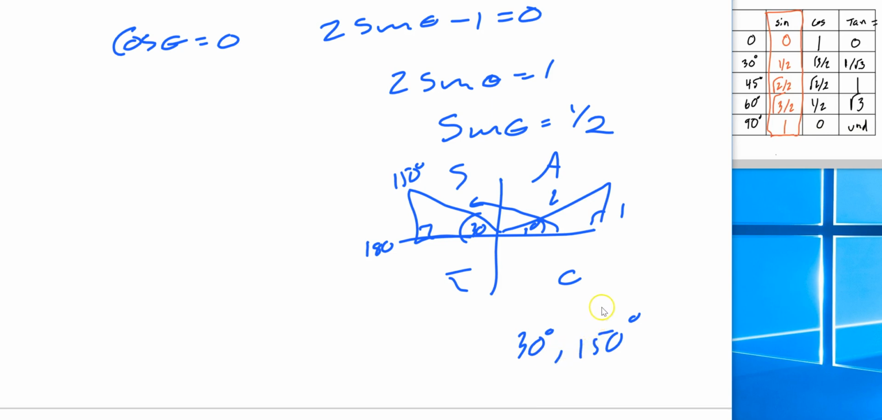If you're doing it in radians, you've got to know 30 is pi over 6. So how do I do this? Well, it's going to be 6 pi over 6, 1 less, 5 pi over 6. That's how you do it in radians.